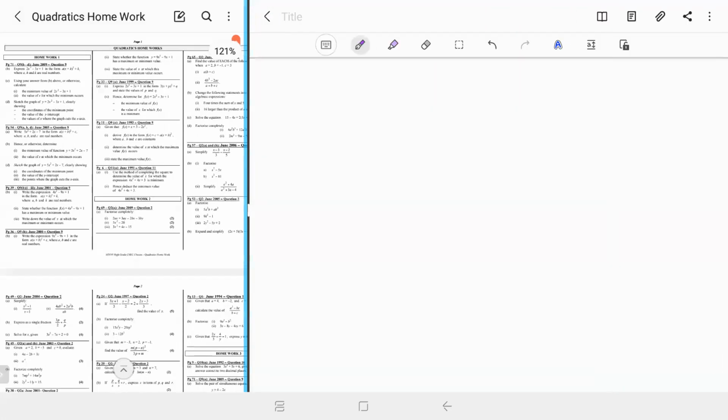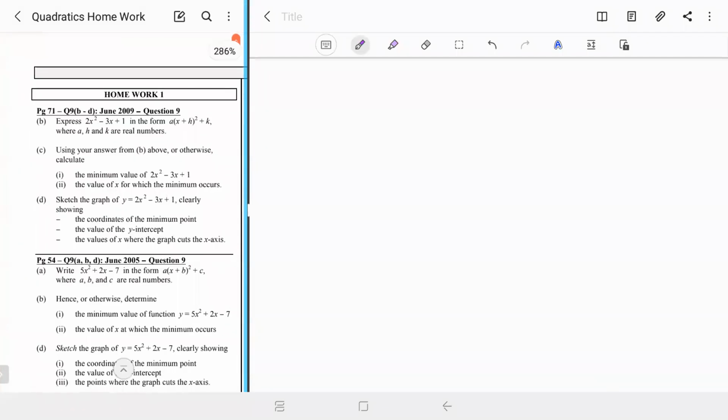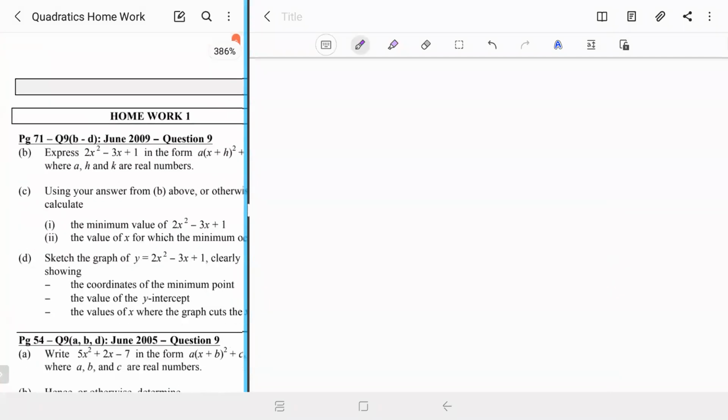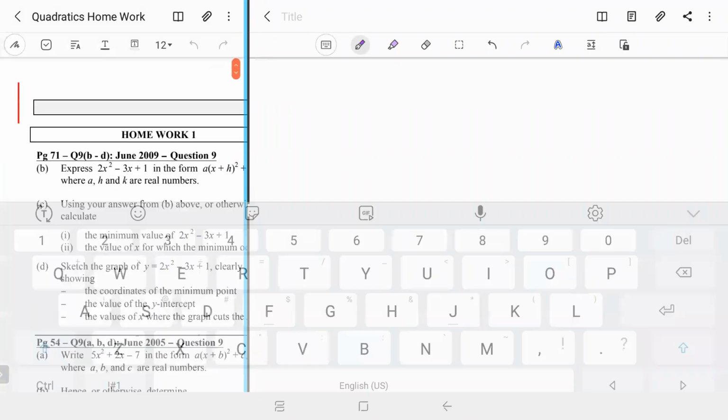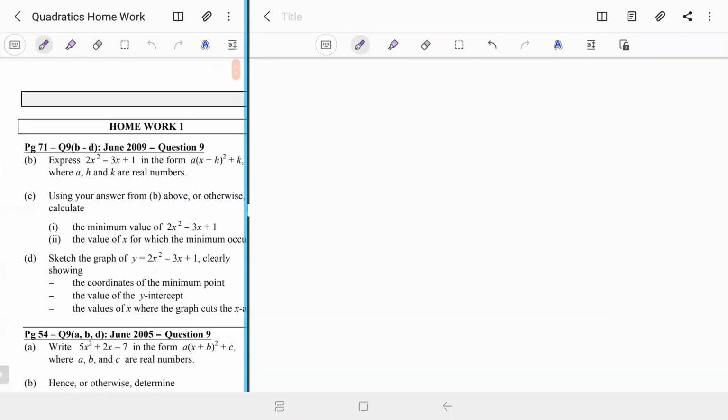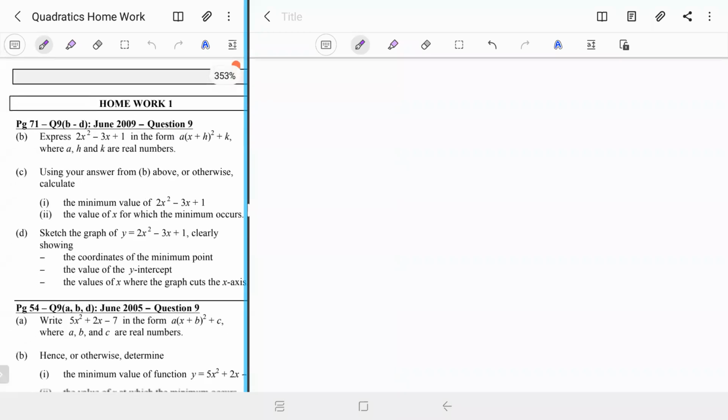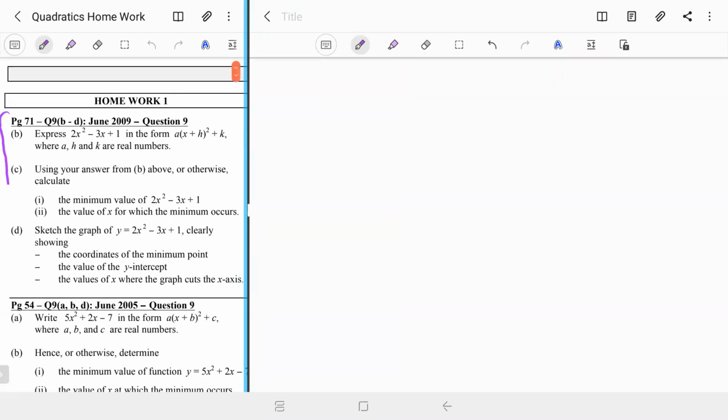I'm going to do this first question, this one we're doing on the screen. That's actually an exam question from June 2009, question 9. So it's a past question from June 2009, question 9. All right, so let's do that one.